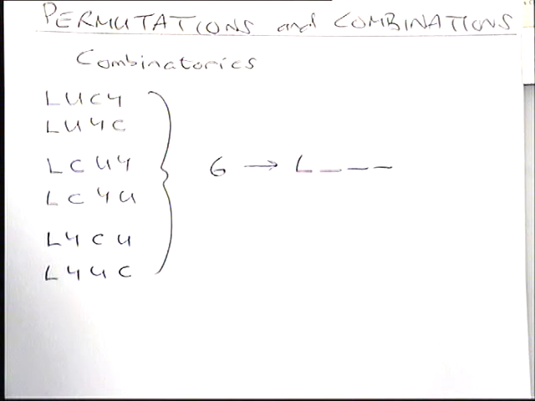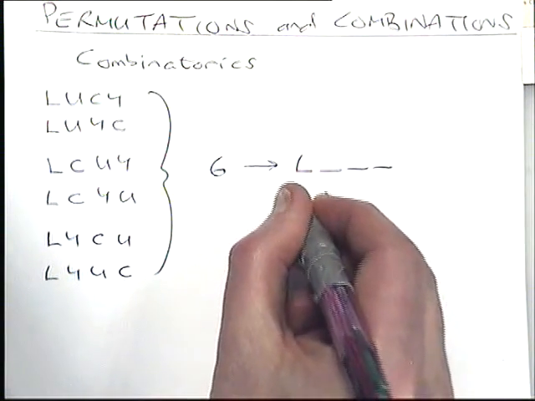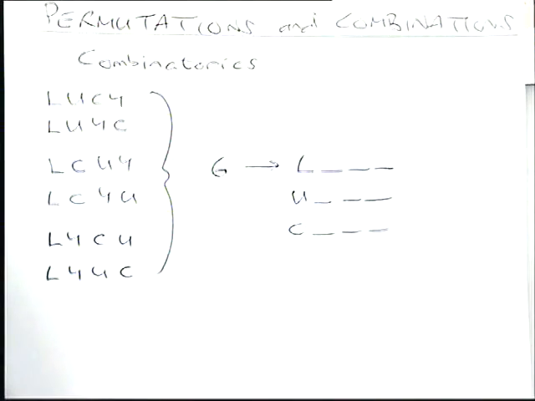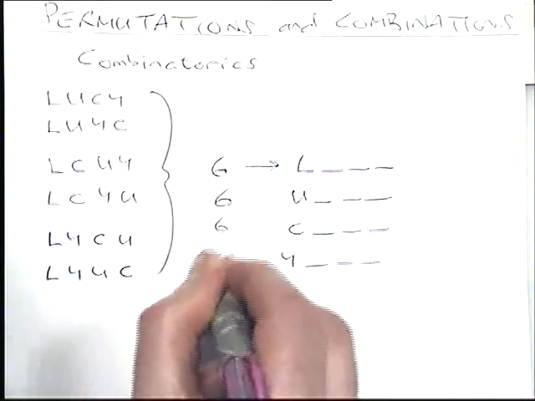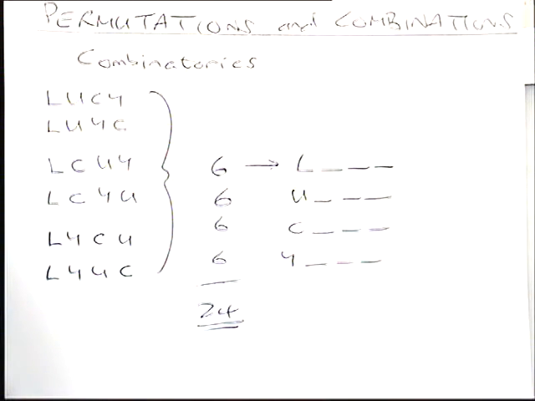So what do you think we can sort of say from that then? If there are 6 of them that go L blank blank blank, there will be 4 lots of 6, yeah. There will be 6 of them that start U blank blank blank, 6 of them C blank blank blank, 6 of them Y blank blank blank. So altogether there are 24 ways of arranging the letters from Lucy.